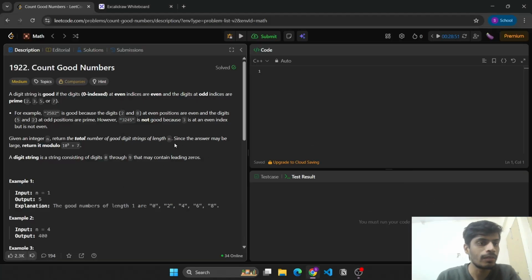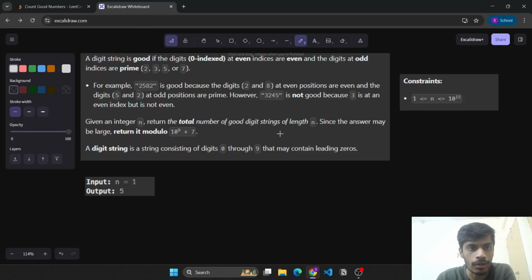Hi. So today we are going to solve a LeetCode medium problem, Count Good Numbers. So let's go through our problem statement once and we'll see what we need to do here. We are given a definition of a digit string, and a digit string is good if the digits at even indices are even and the digits at odd indices are prime.